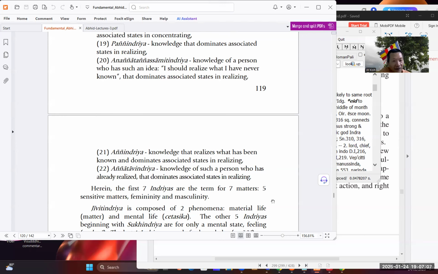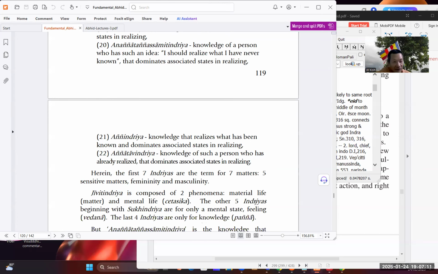Herein, the first 7 indriyas are the term for 7 matters: 5 sensitive matters, femininity and masculinity. Jivitindriya is composed of 2 phenomena, material life matter and mental life cetasika. The other 5 indriyas beginning with Sukhindriya are for only a mental state, feeling, that is Vedana. The last 4 indriyas are only for knowledge, Panya.